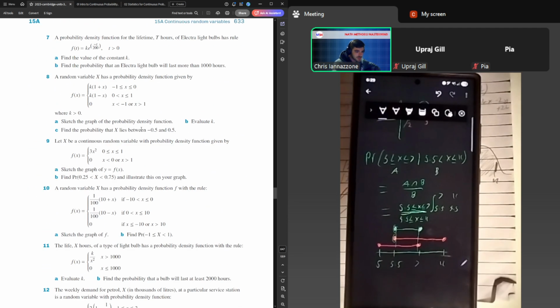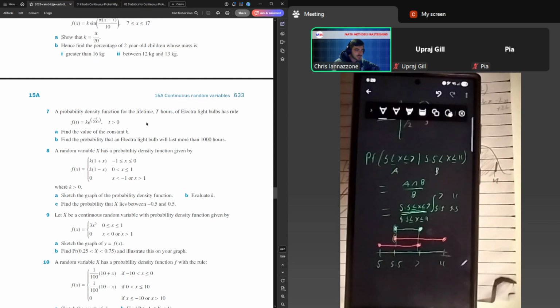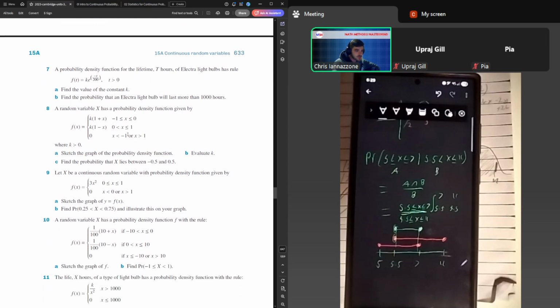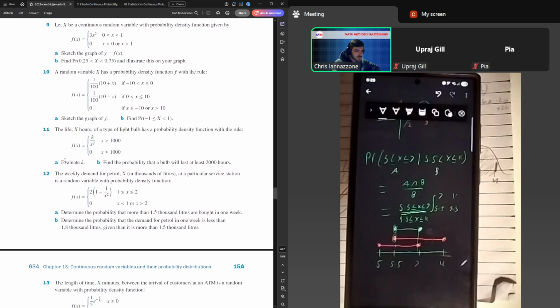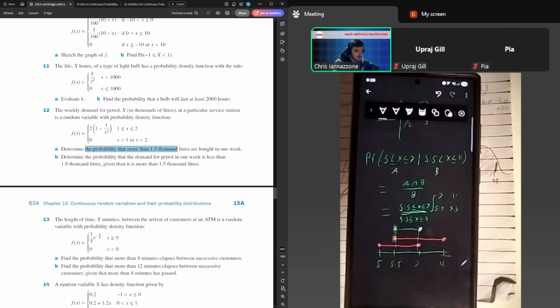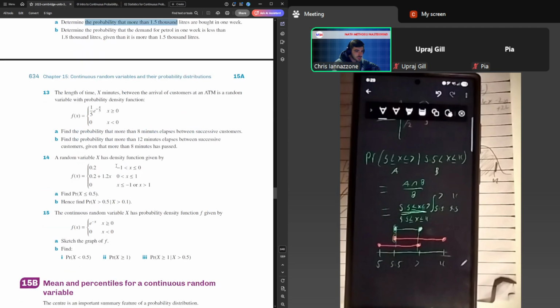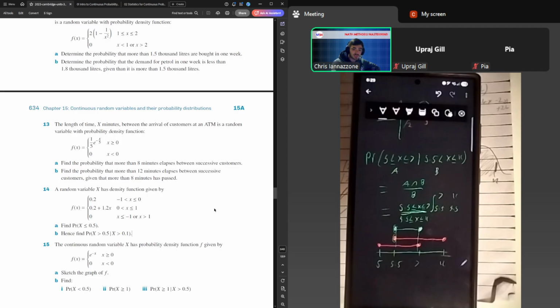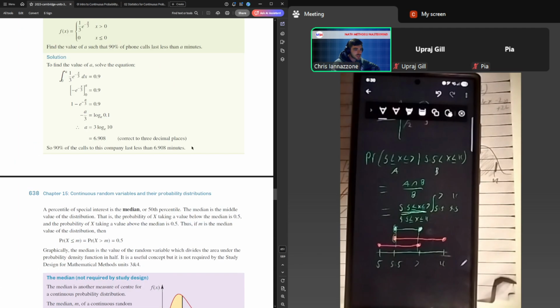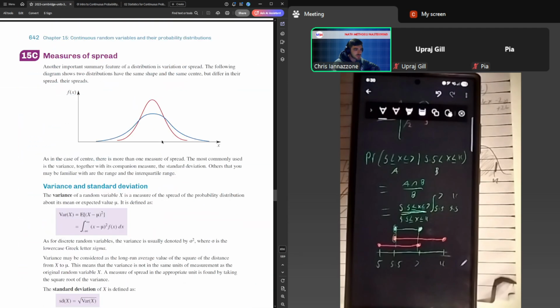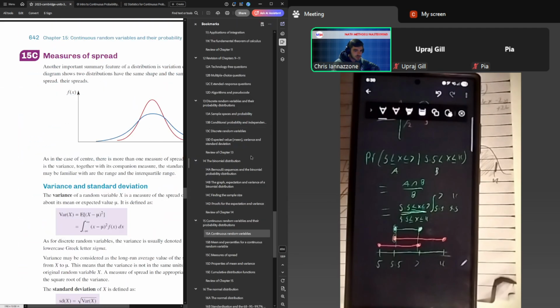That's pretty much it. Let's see, is there anything else crazy in this PDF? Sketch, evaluate K, boundaries, interpretation, conditional probability. Yeah, we've covered all the key things, at least for 15A. If you're looking to do the statistics stuff, that's going to be in your 15B, mean and percentiles, and in 15C, I believe, is your variance and standard deviation.